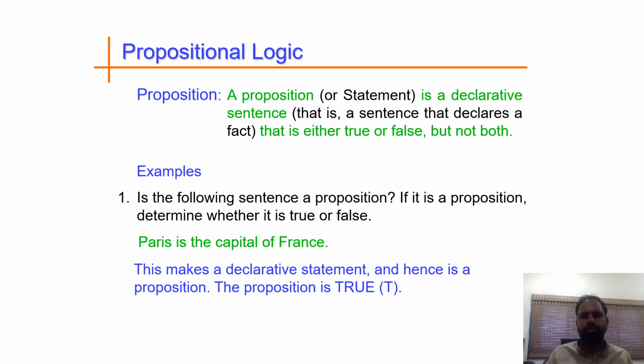Propositional logic. A proposition or a statement is a declarative sentence, that is a sentence that declares a fact that is either true or false, but not both. For example, is the following sentence a proposition? If it is a proposition, determine whether it is true or false. Paris is the capital of France. This makes a declarative statement and hence is a proposition. The proposition is true.